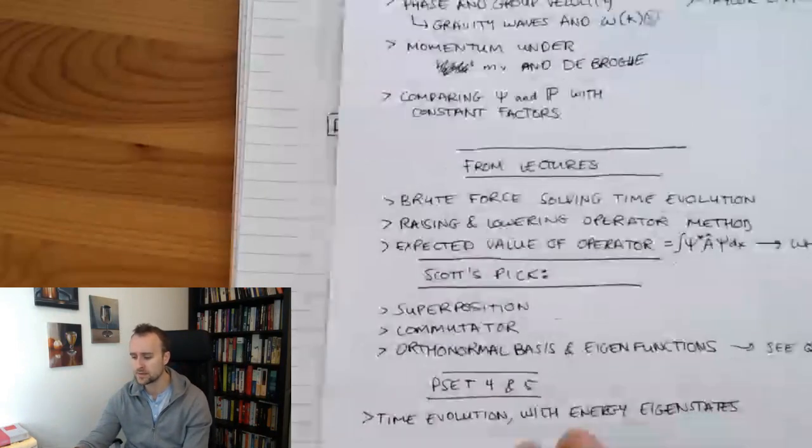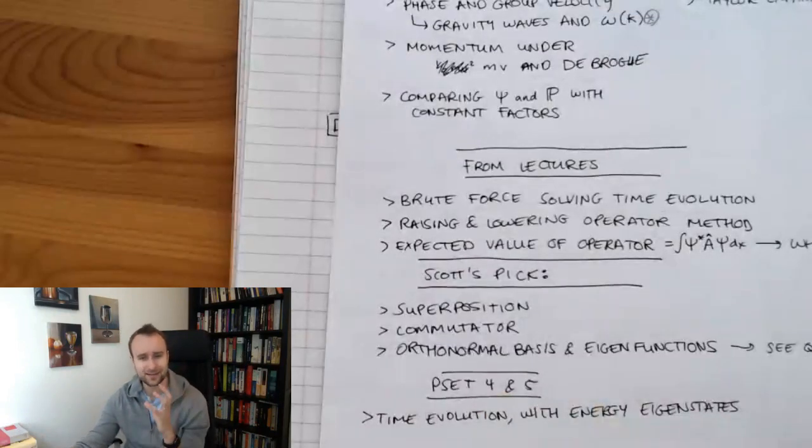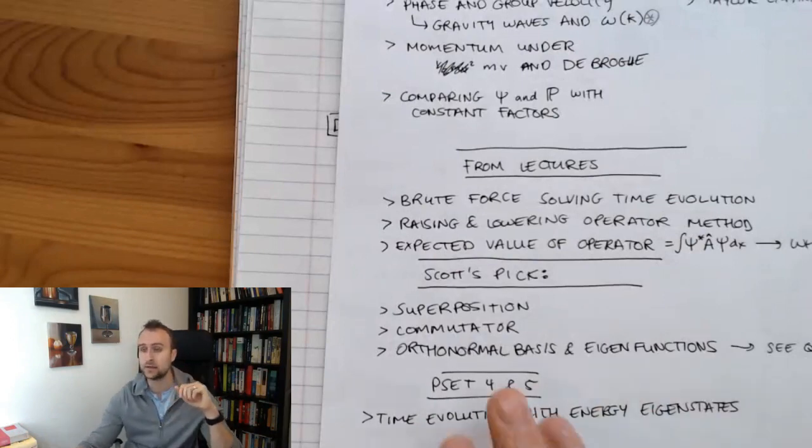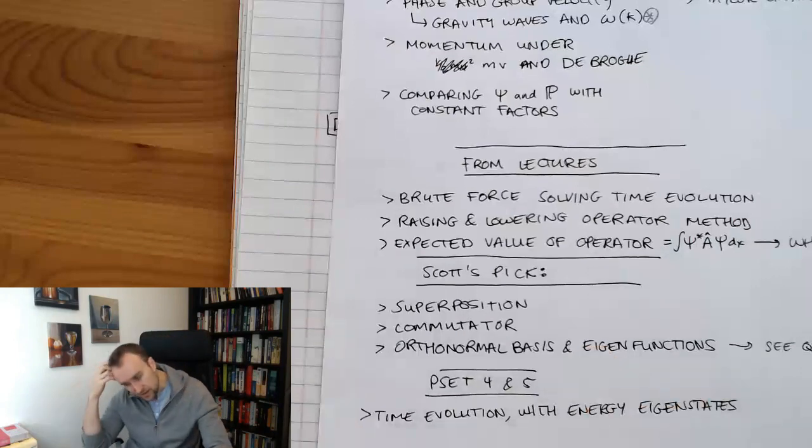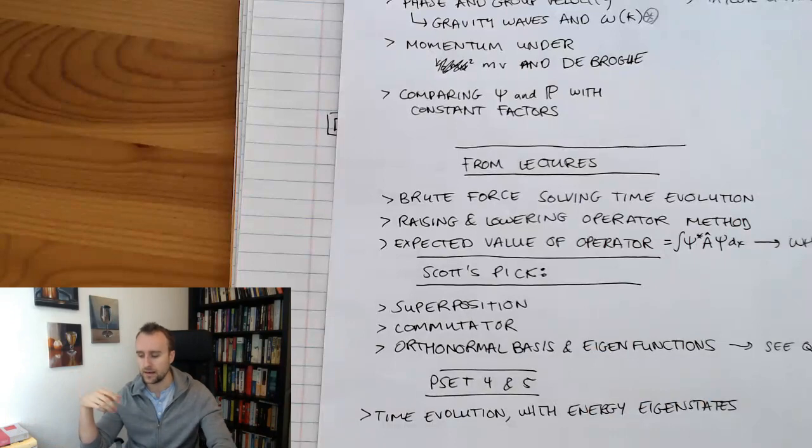And then there's some concepts which I feel like I have a weak grasp on, but I think are so important I'd really like to nail down. So these include things like superposition, understanding the commutator. I've been working with the algebra of the commutator a fair bit, but I'd like to get a better physical analogy of what the commutator is doing, some kind of visual analogy, if that's possible.